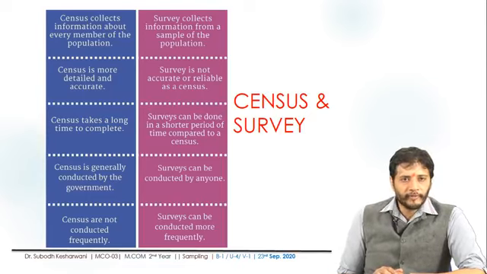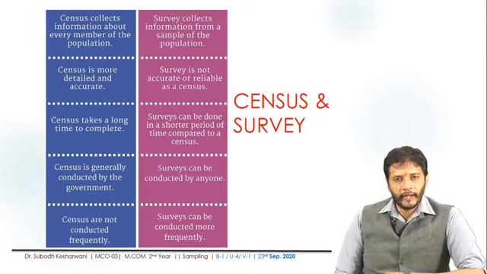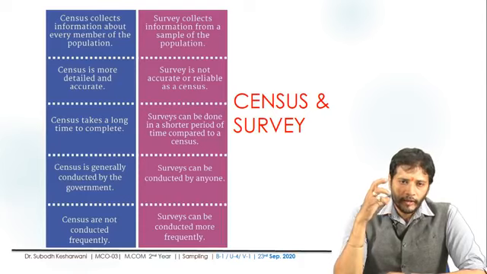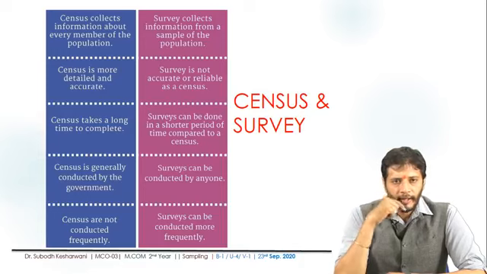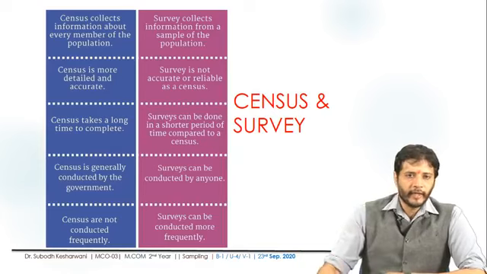If you see the difference, a census is more detailed and accurate. A census takes a long time to complete because you are emphasizing the whole population, whereas in a survey you are emphasizing the sample. So a survey is not as accurate or reliable as a census, because when you are talking about elaborative results for a particular class and creed, I think a little bit of deviation is there. But a survey can be conducted by anyone. A census is generally conducted by the government, as I have already mentioned, and censuses are not conducted frequently. It can be conducted after a certain time; the government used to conduct it after 5 years, and a survey can be conducted more frequently.